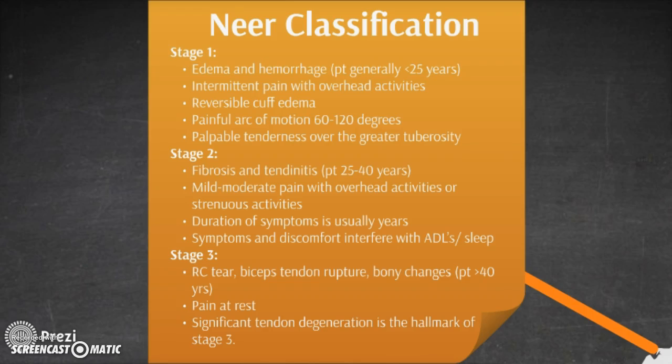Stage 3, you'll see a true rotator cuff tear and even biceps tendon involvement. These individuals often complain of pain at rest, and it's usually a little older of a patient population. Significant tendon degeneration is a hallmark sign of stage 3 impingement.